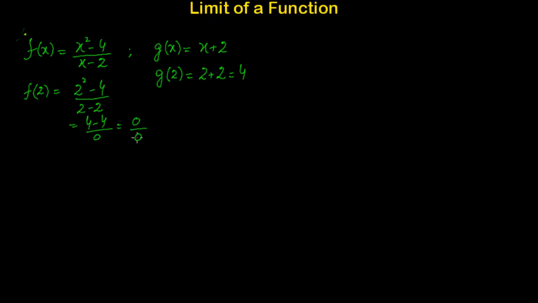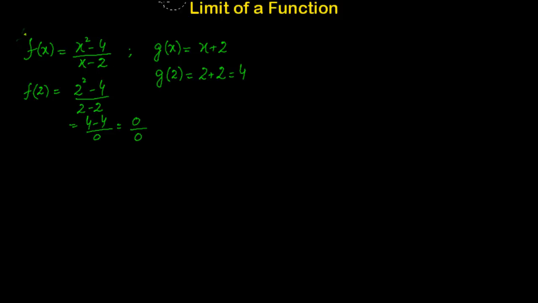an indeterminate form. So f(x) and g(x) are different functions, or in other words, we can say that f(x) and g(x) are two same functions other than x equals 2, because at x equals 2, g of 2 equals 4 and f of 2 is an indeterminate form. So f(x) and g(x) are same for all x's, but not for x equals 2.